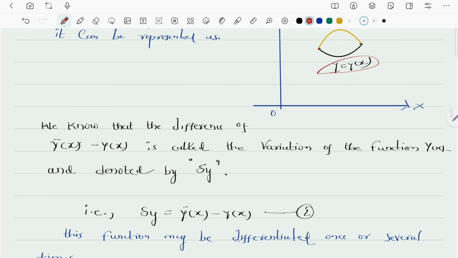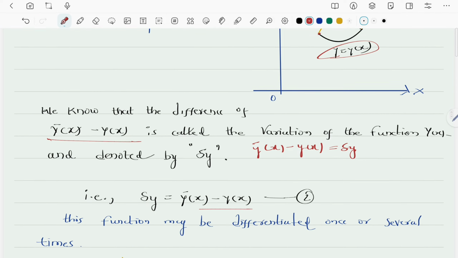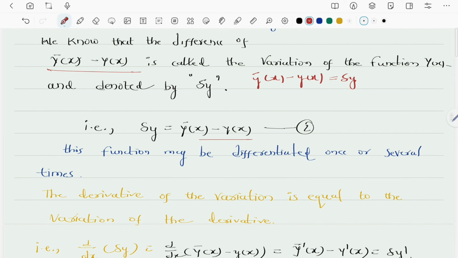Now we know the difference y bar of x minus y of x is called the variation of the function y of x. It is denoted by delta y. Say it as equation number 2. That is, delta y is equal to y bar of x minus y of x.